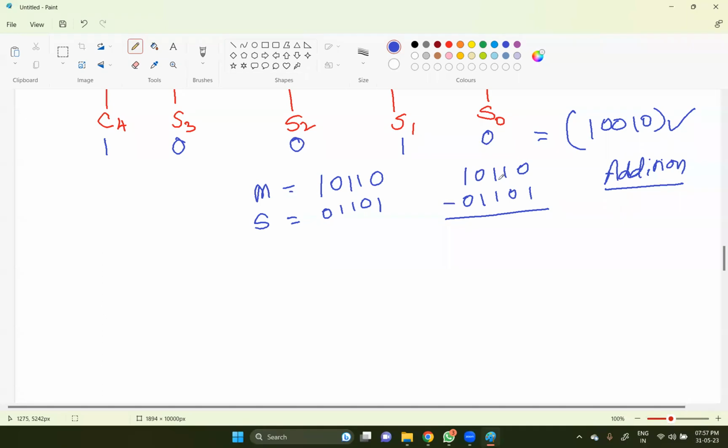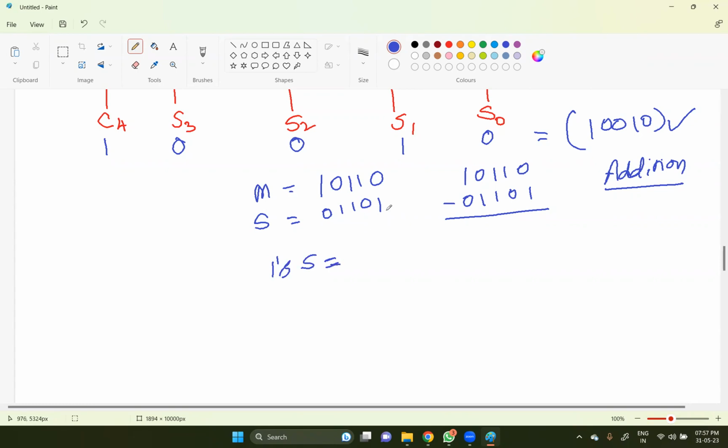So how can you perform this operation? Let me give you one example, then you could understand very easily. The 2's complement of this subtrahend: first, the 1's complement of s will be equal to flipping the bits, from 0 to 1 and 1 to 0.